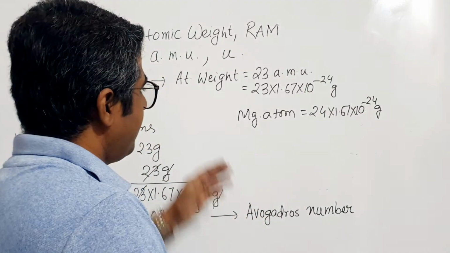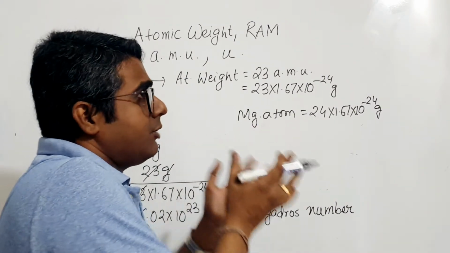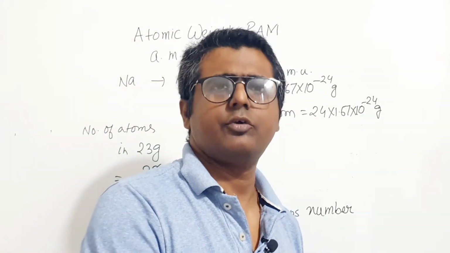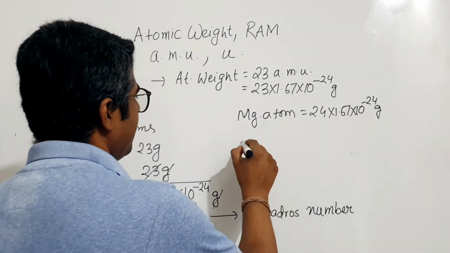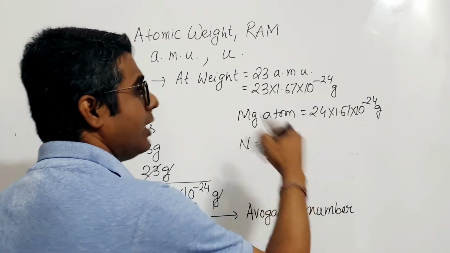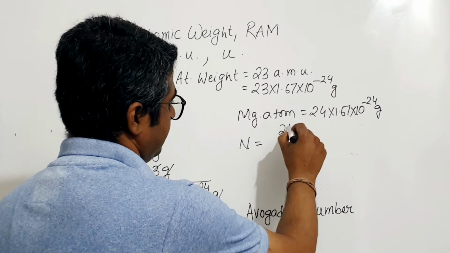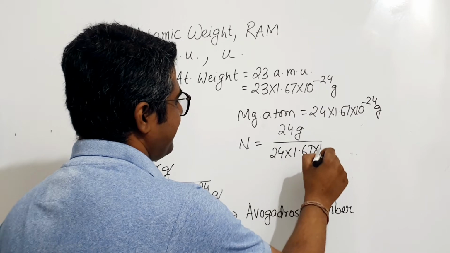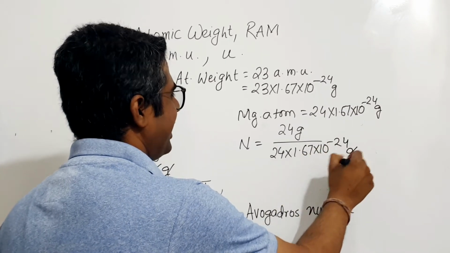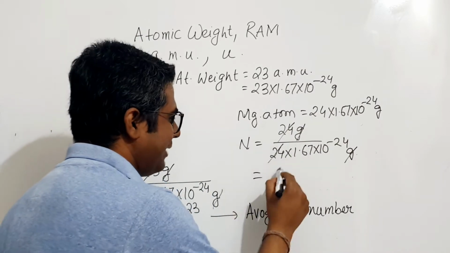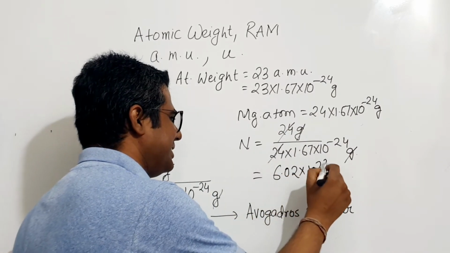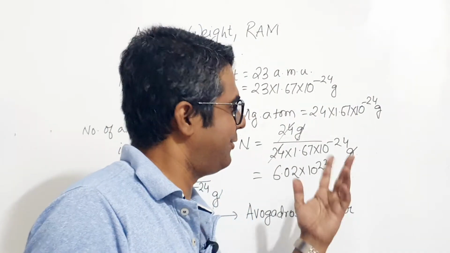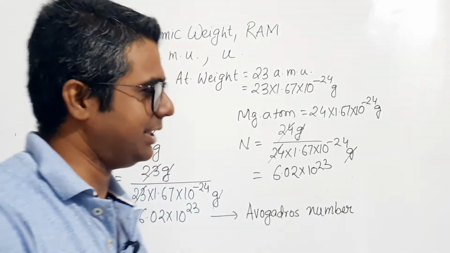Now, sometimes it is written that the atomic weight of magnesium is 24 gram. So, similarly you have to calculate the number. Total mass is 24 gram, divided by 24 into 1.67 into 10 to the power minus 24 gram. Again gram cancels out, 24 cancels out, and the number comes out to be 6.02 into 10 to the power 23, and it is the same for all other atoms. You try doing it, an excellent exercise.